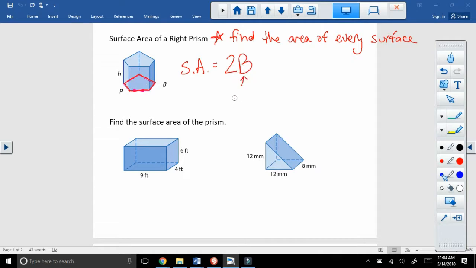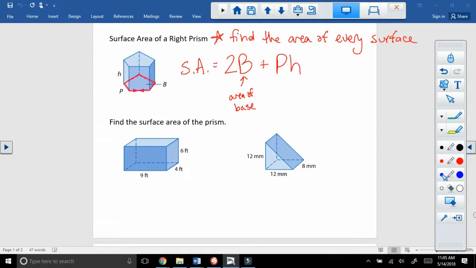So this capital B in the formula stands for the area of the base. You find it once and double it because there's 2 bases. And then you're going to add to that the area of all of these rectangles. Instead of finding the area of one rectangle separately, because there could be a different number of rectangles for each one, the general form for the equation is you can find the perimeter of the base and multiply it by the height.